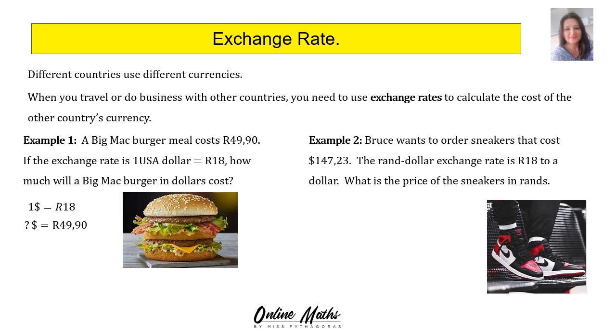And can you see when I write this, I write dollars under dollars and rand under rand. And then just like that one example in lesson 1, you will cross multiply and we get $18 is equal to 1 times 49,90, and then to get rid of the 18 we will divide by 18 this side and divide by 18 that side. We get 49,90 divided by 18 is $2.77.